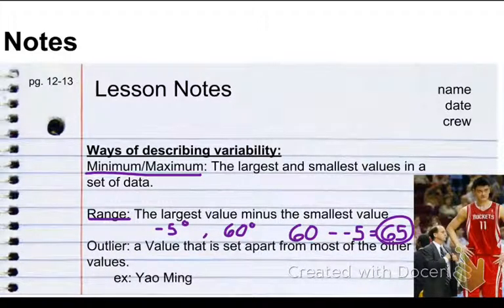And then finally, speaking of numbers all over the place, is an outlier. An outlier is a value that is set apart from most of the other values. It's something that's standing way out on its own. It's like, where is this crazy number coming from? My example for that is Mr. Yao Ming. Okay? He is a human outlier. There is no reason why somebody that tall should be that fast. Okay? Moving on.